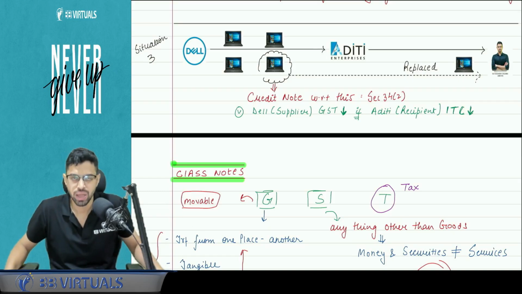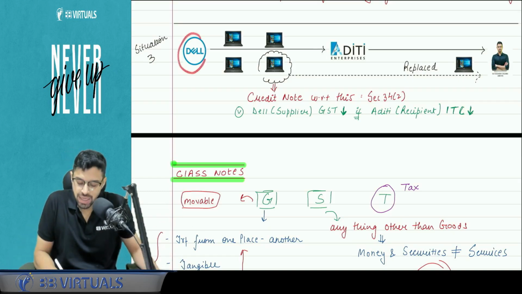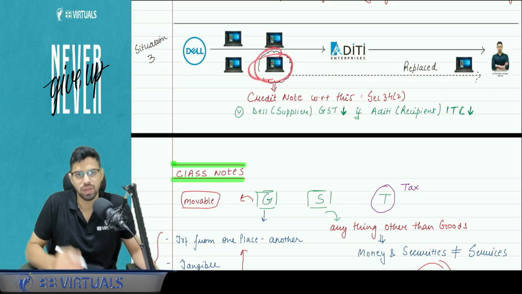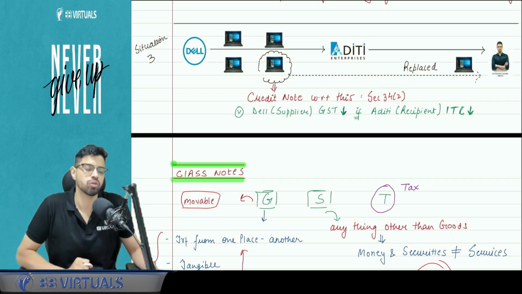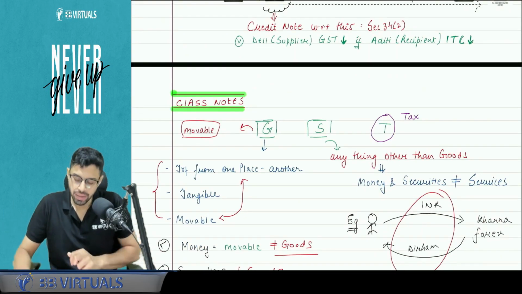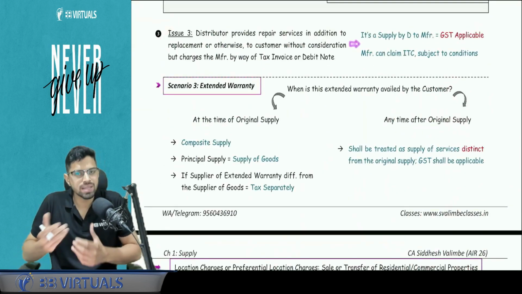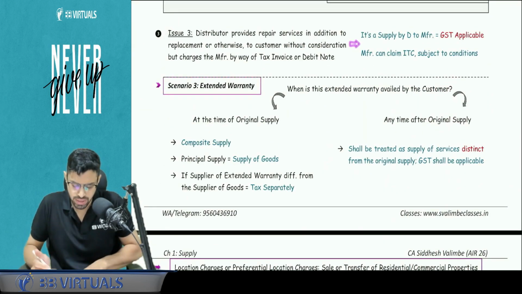Section number 34. And you know, in a credit note, the GST adjustment happens only if Aditi also reduces the ITC of this particular laptop. This you already know under section 34. Okay. I think this was useful. Can I move ahead? Yes. What about the warranty services? Again, those are free of cost, no GST.